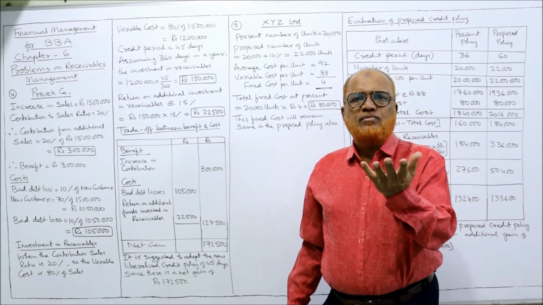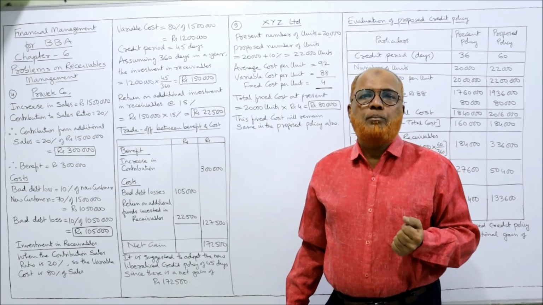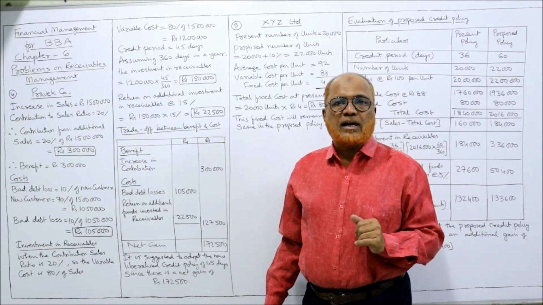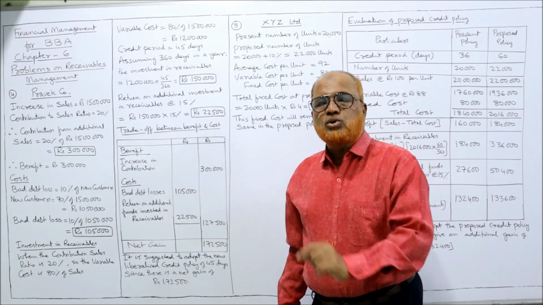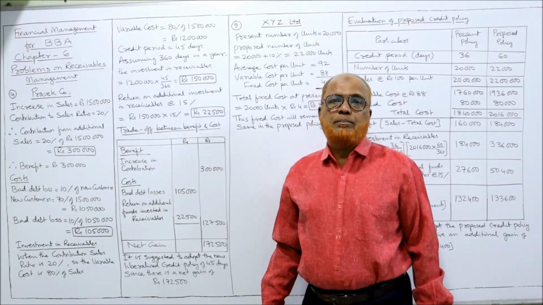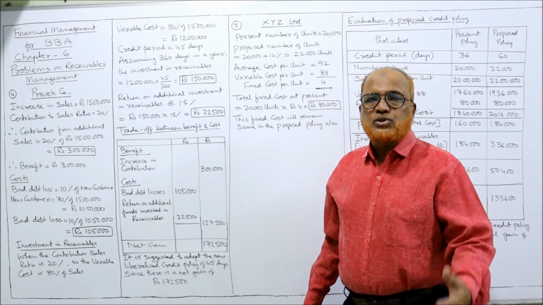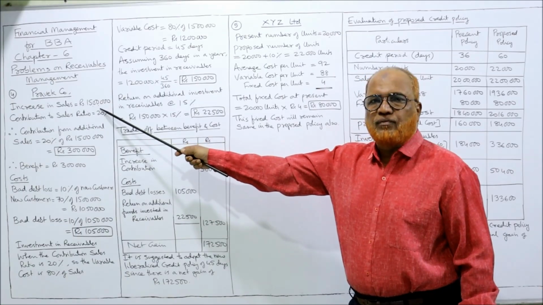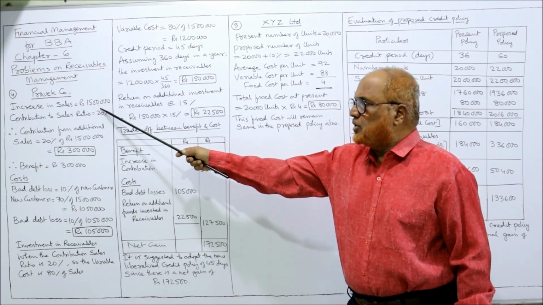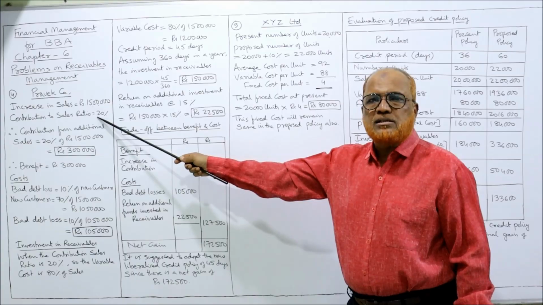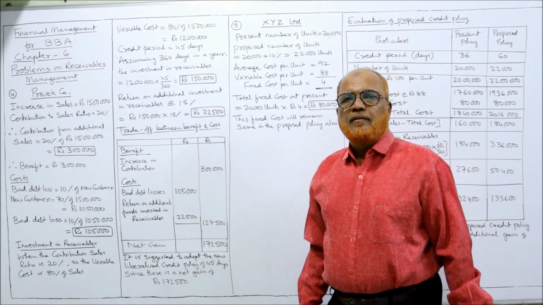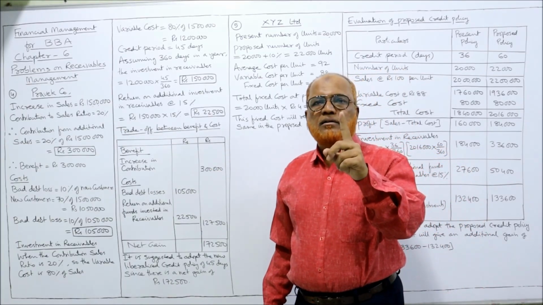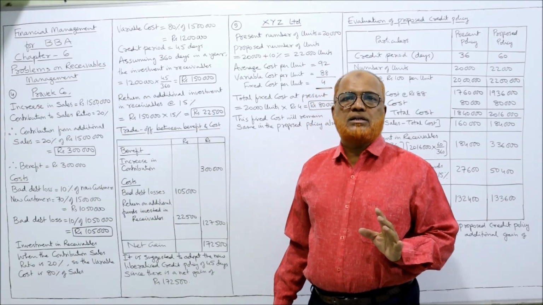Ignoring fixed cost means we have to base our decision on contribution, how much contribution we are getting. The contribution to sales ratio is given in the problem as 20%. Now how to proceed with the solution? Now see here. The increase in sales is 15 lakh, given in the new policy, and the contribution to sales ratio is 20%. That means if sales are 100, the contribution will be 20.